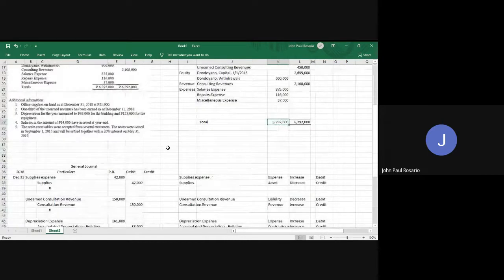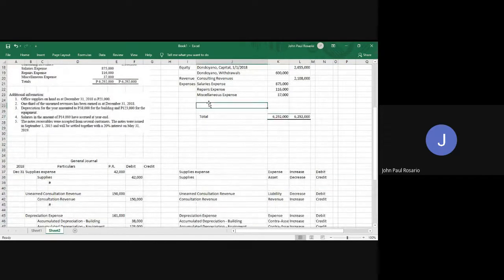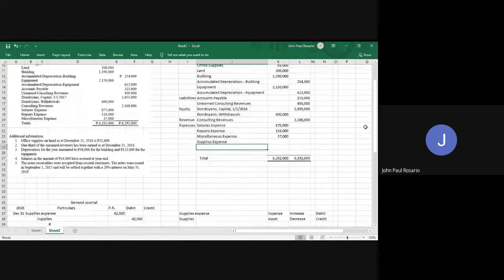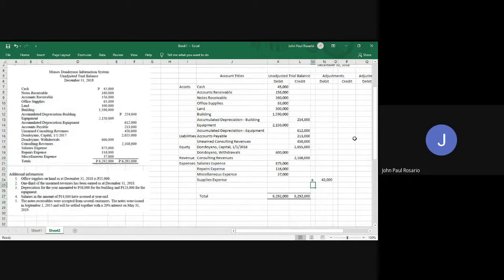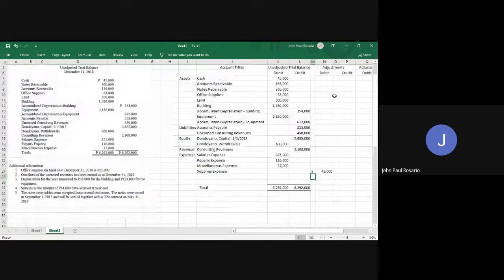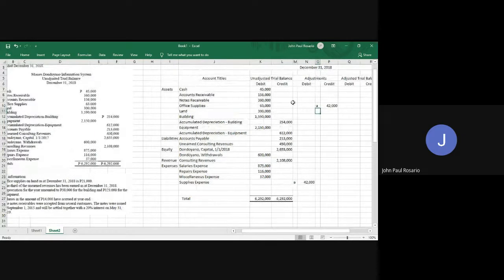Because there are new accounts that come out. So for example, supplies expense. We don't have supplies expense in our unadjusted trial balance. We have to create another account, supplies expense. So we debit supplies expense 42,000, and the credit is supplies, 42,000. So credit supplies 42,000.